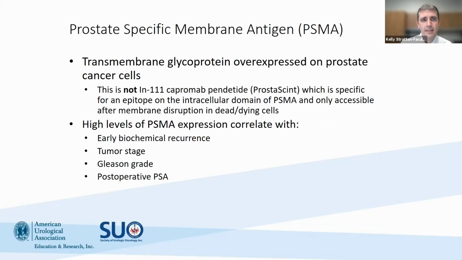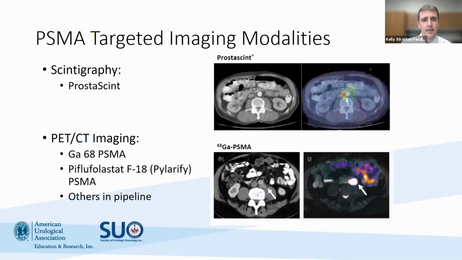Now for PSMA targeted imaging, we have both F18 and Gallium PET. PSMA PET imaging is targeting that transmembrane glycoprotein overexpressed on prostate cancer cells. This is not the ProstaScint scan that we just talked about, which is scintigraphy and related to the intracellular domain. So this is extracellular. It's expressed at high levels, particularly in recurrent tumors and those with high Gleason grade or postoperative PSA elevation.